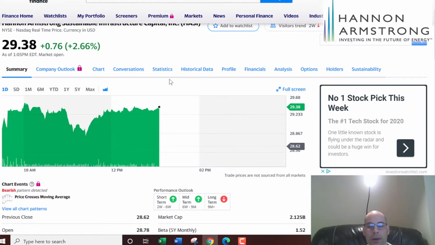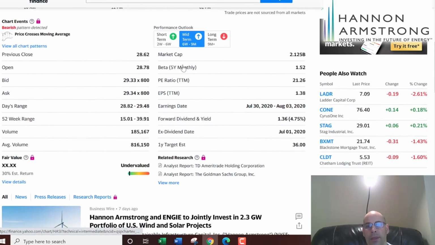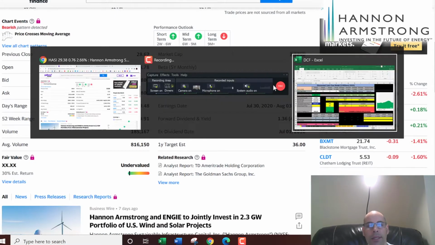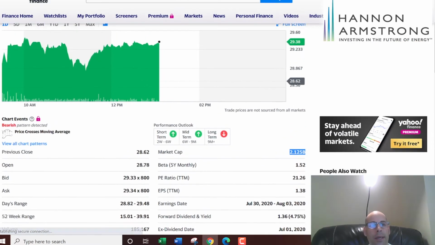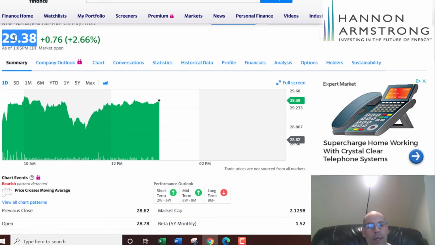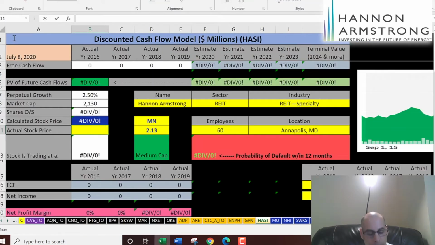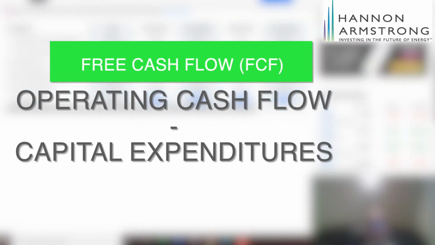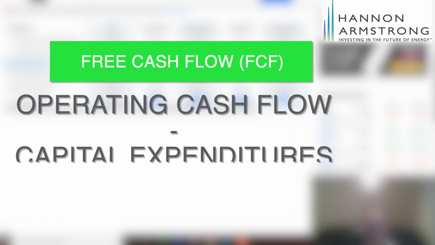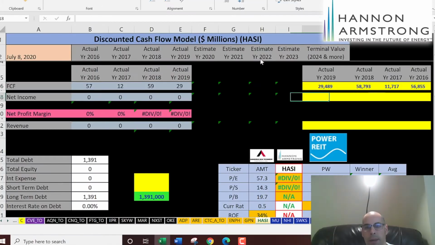So let's get started with the model. This company has a market cap of $2.13 billion. And let's get their stock price. That's $29.38. So one share is about $29. Now I'm going to pull the free cash flow, and this is the cash that's remaining after a company pays its expenses. And I'll put that into the model.